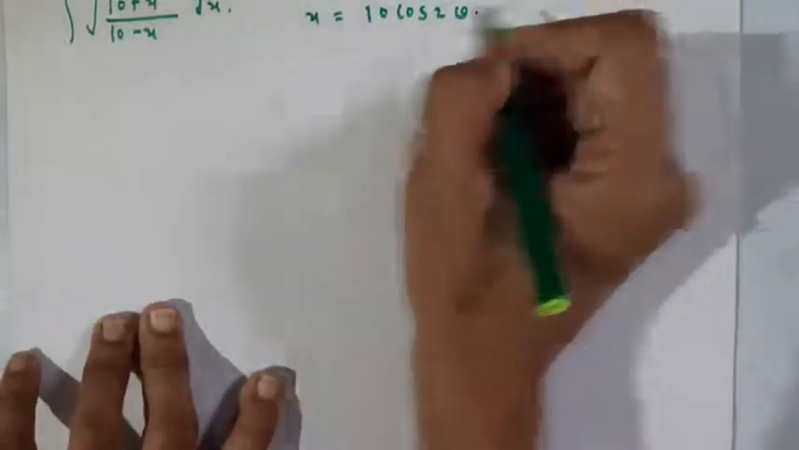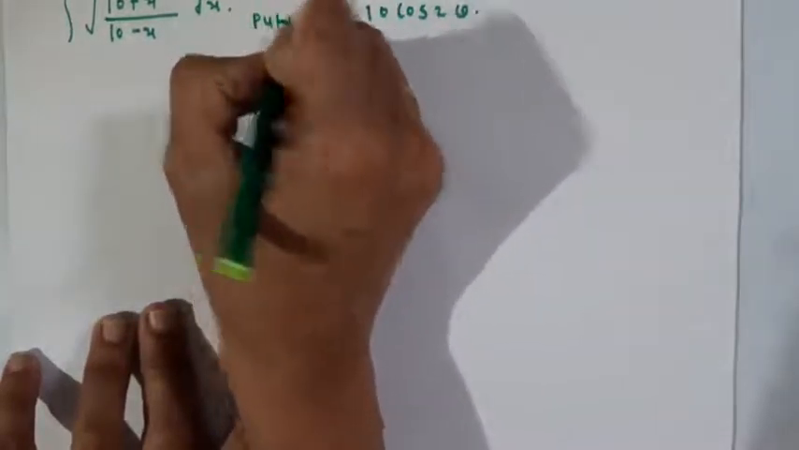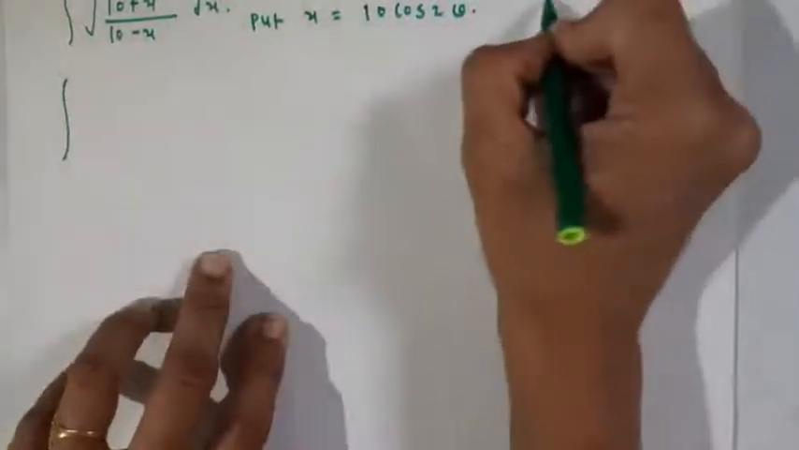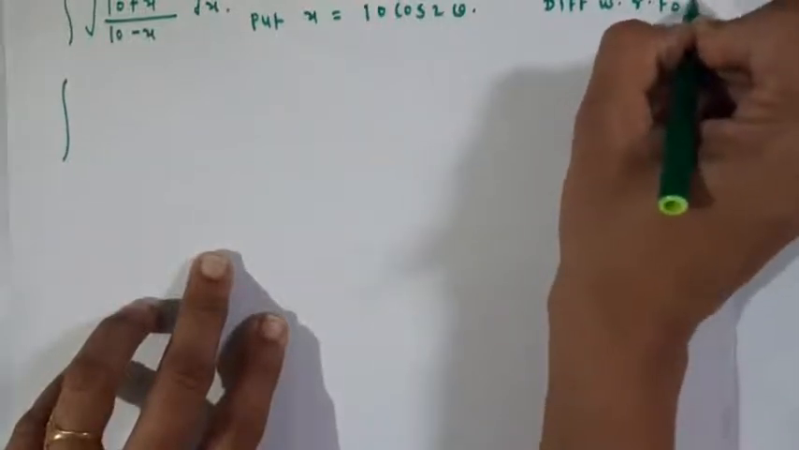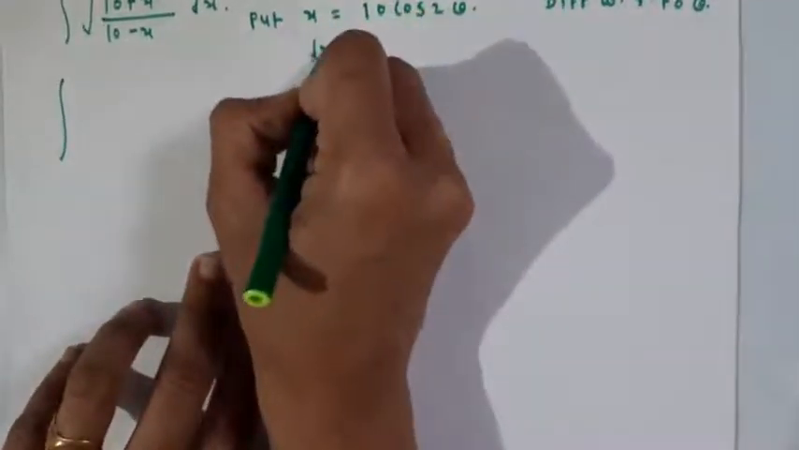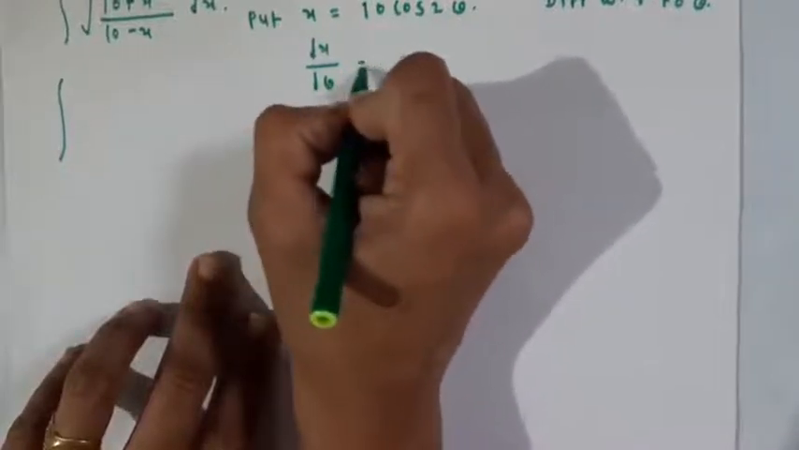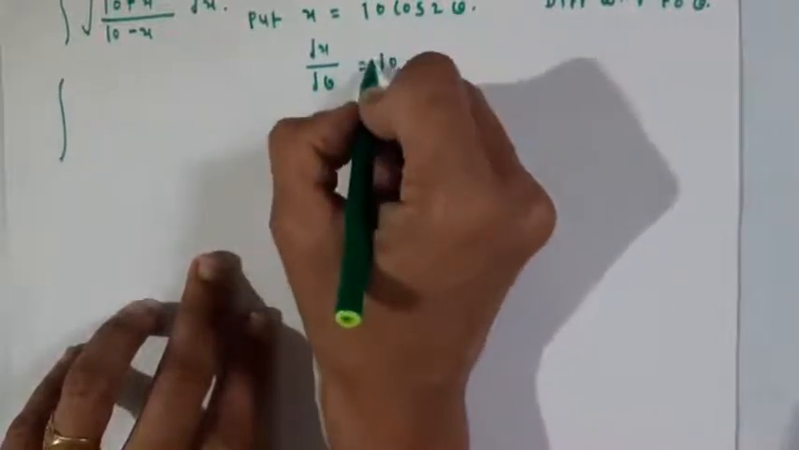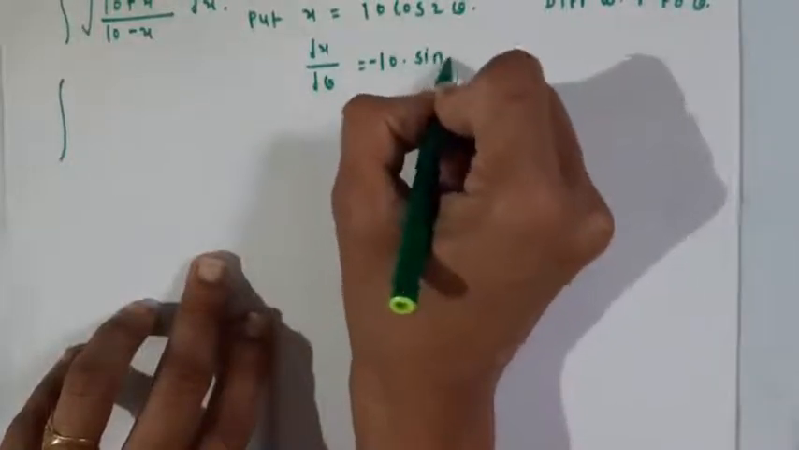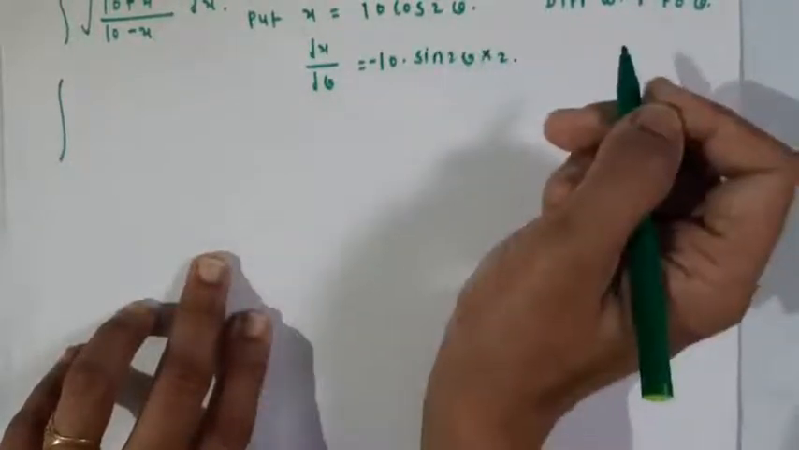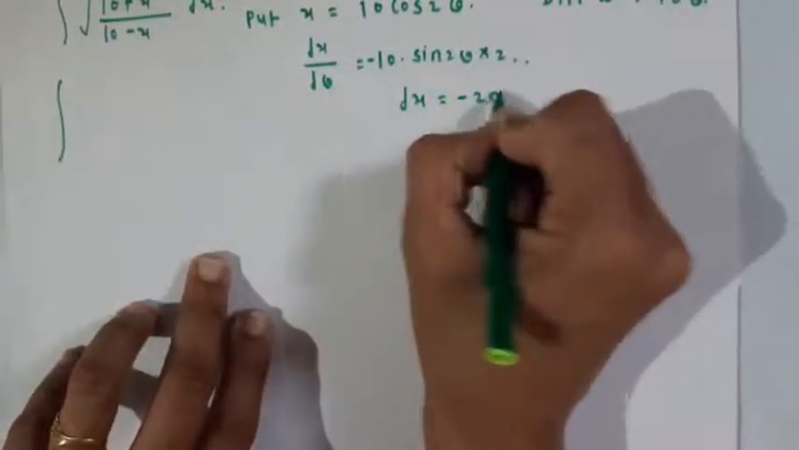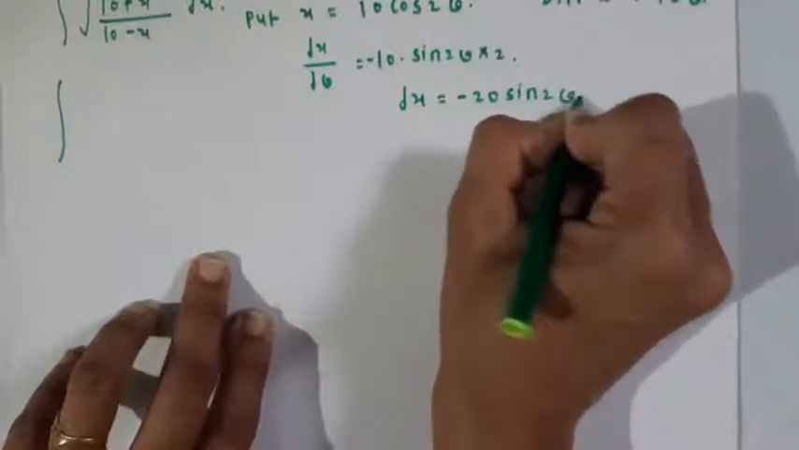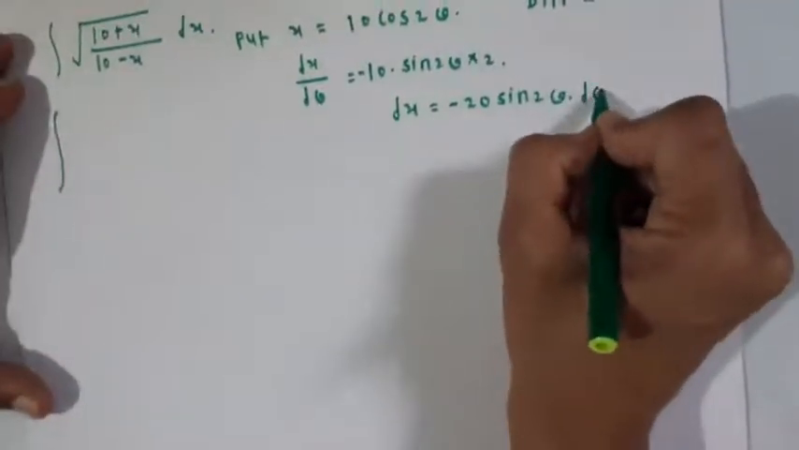Okay, and therefore put x equal to 10 cos of 2 theta, and whatever is the substitution, differentiate with respect to theta. Differentiating with respect to theta, you will get dx by d theta, with 10 as a constant. Differentiation of cos of 2 theta is minus sine of 2 theta into 2, and hence the value of dx is 10 into 2, that is minus 20 sine of 2 theta d theta.